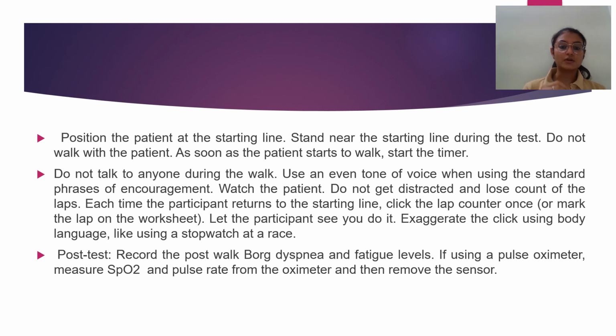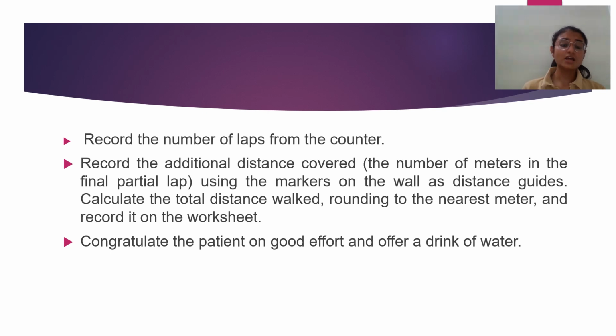Now post-test, record the post-walk dyspnea and fatigue levels. If using a pulse oximeter, measure SpO2 and pulse rate from the oximeter and then remove the sensor. Now record the number of laps from the counter. Record the additional distance covered, the number of meters in the final partial lap, using the markers on the wall as distance guidance. Calculate the total distance walked, rounding to the nearest meter, and record it on the worksheet. Congratulate the patient on good effort and offer a drink of water.